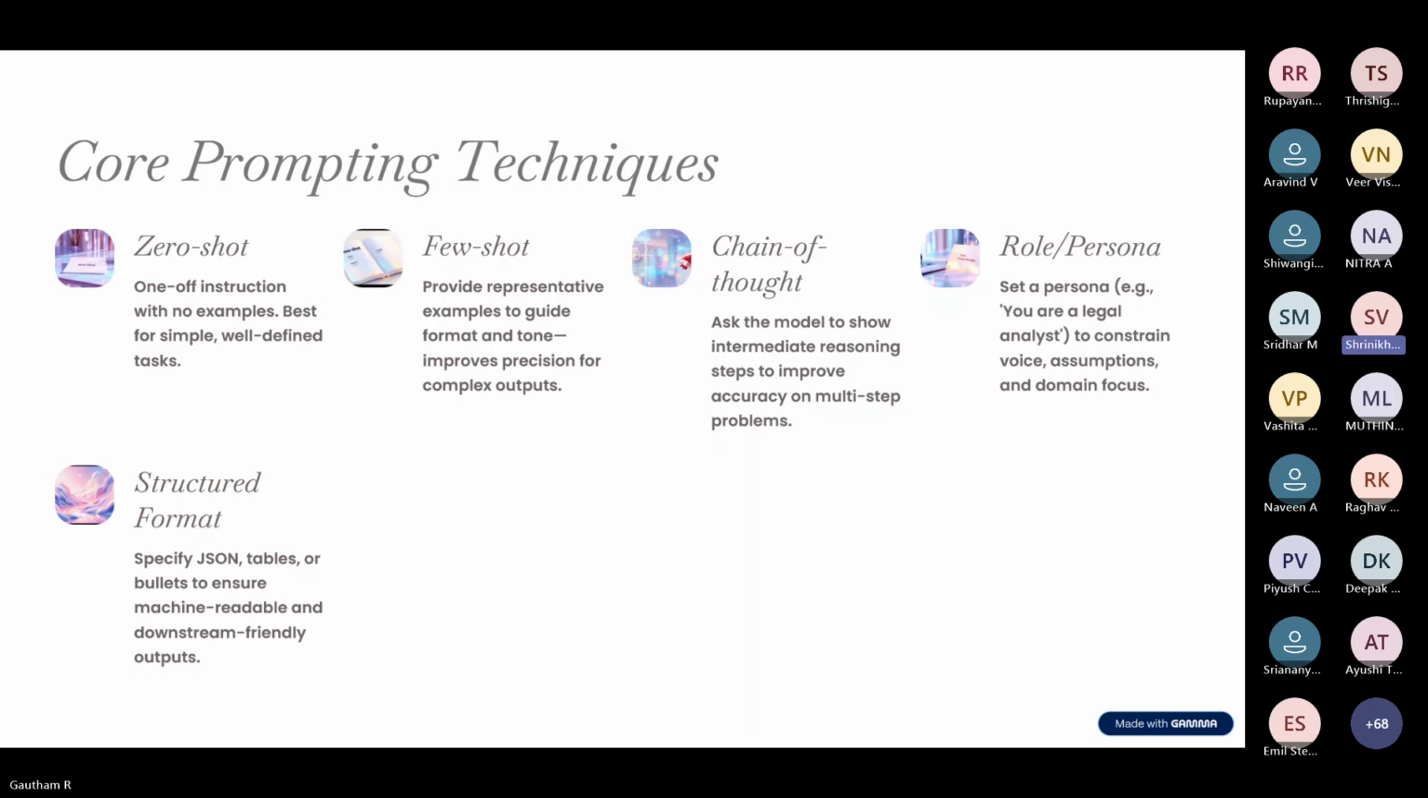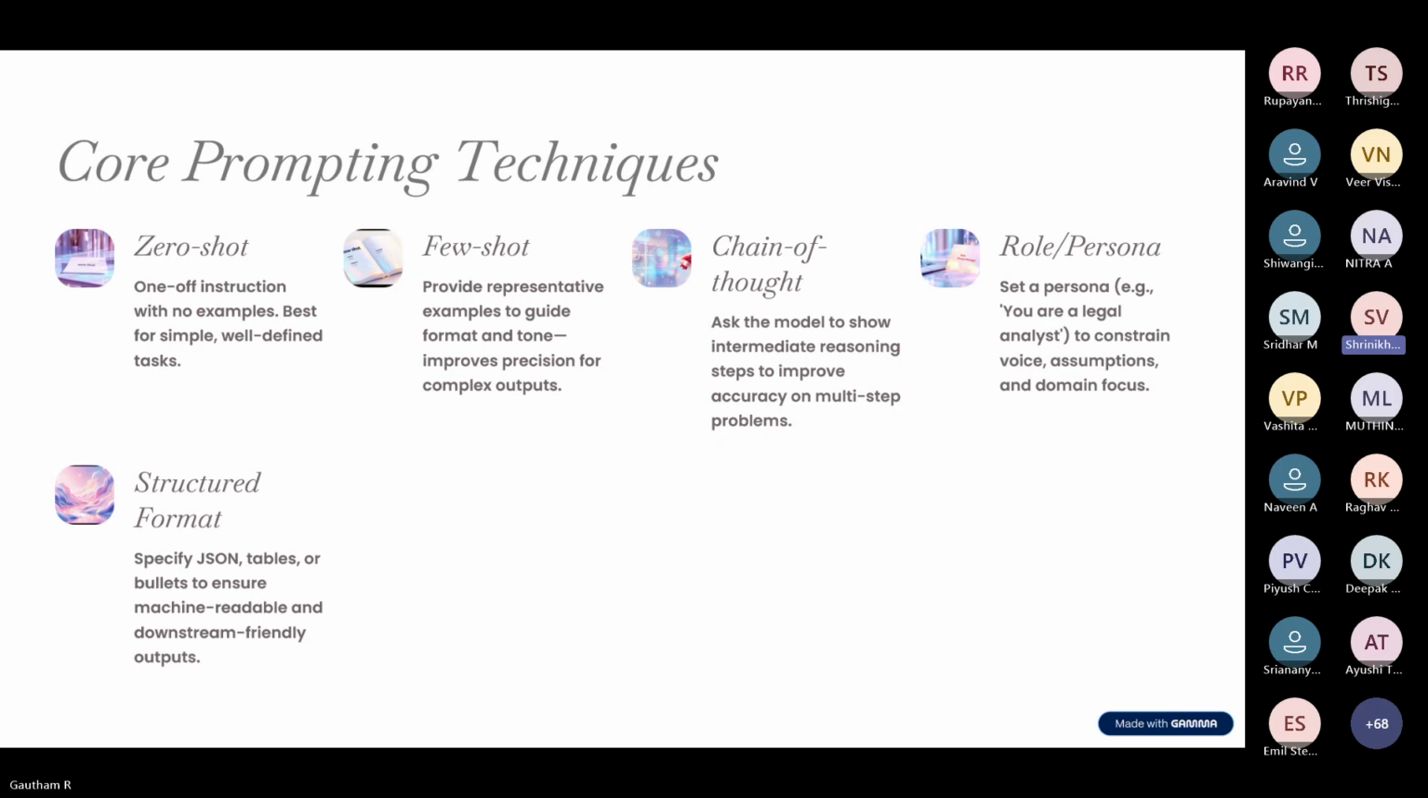The fourth one is role or persona, assigning a role to a model like a legal analyst. This constrains tone and domain focus. So it is basically used while developing projects. Another one is that we can specify JSON, tables, or bullet formats for machine readability.